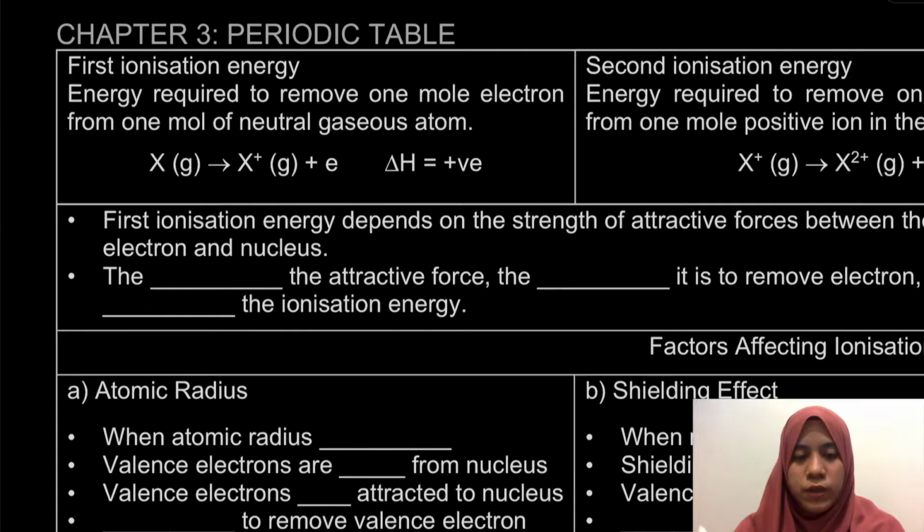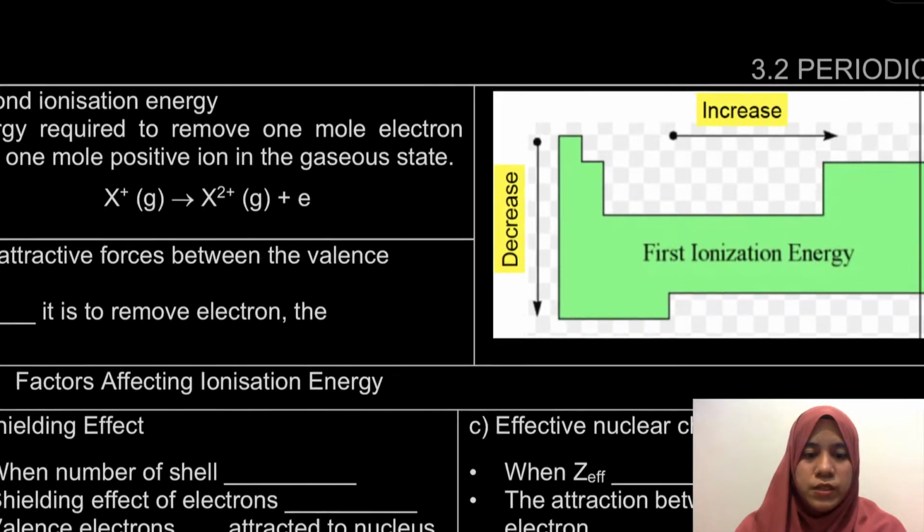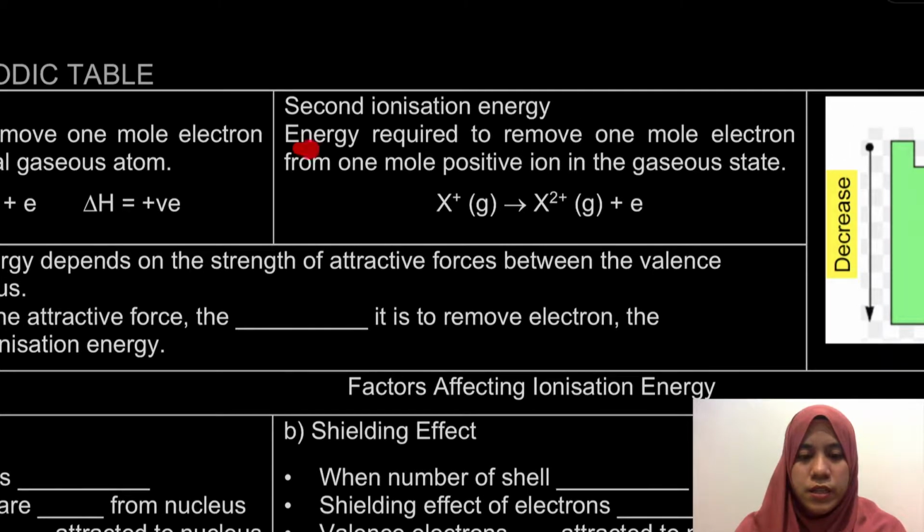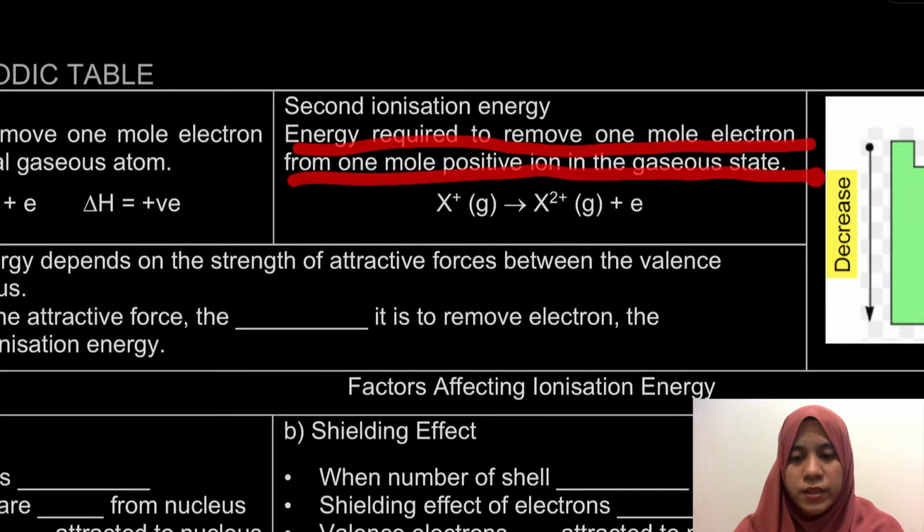Okay, so what is the definition of the second one? So for the second ionization energy, it is energy required to remove 1 mole of electron from 1 mole of positive ion in the gaseous state.